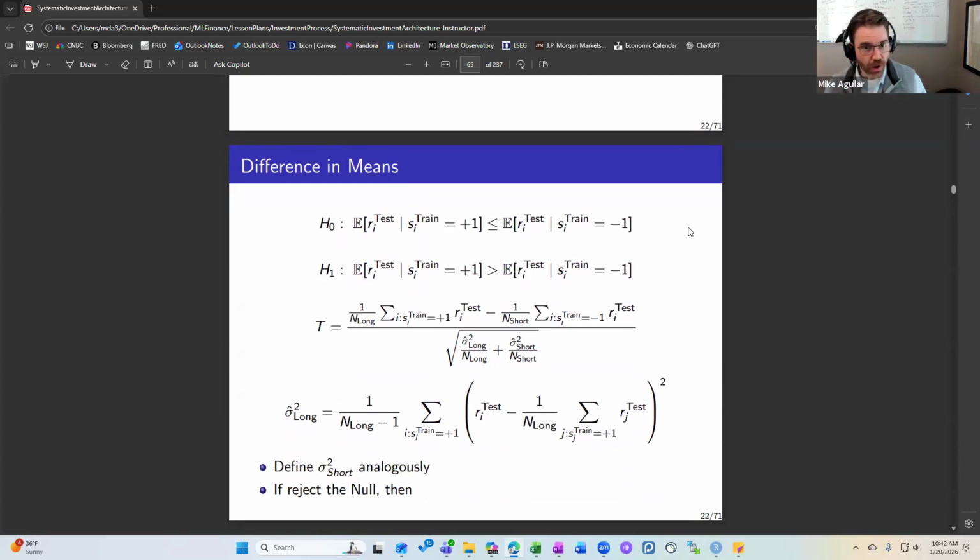You may not be comfortable with all of the math. We have to try to structure some of it rigorously. The E is expectation. The R's are returns. The superscripts are test period or train period. The S is the signal.